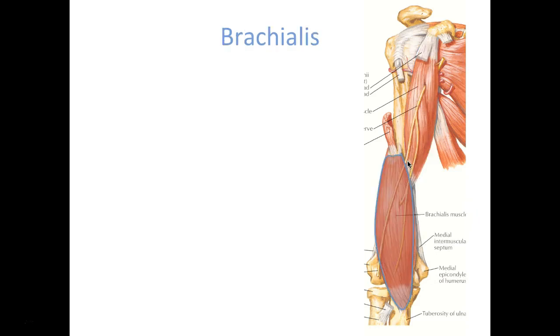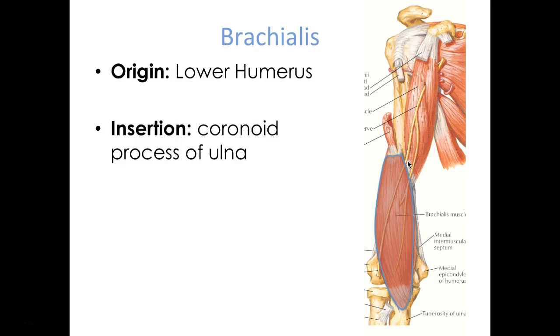Okay, and lastly, we have your brachialis muscle. This is originating from your lower humerus, and it inserts into the coronoid process of the ulna. So you can see this tendon over here. That would be the tendon of biceps brachii, because it's inserting into that radial tuberosity. So coronoid process of the ulna for the brachialis, radial tuberosity for the biceps brachii.